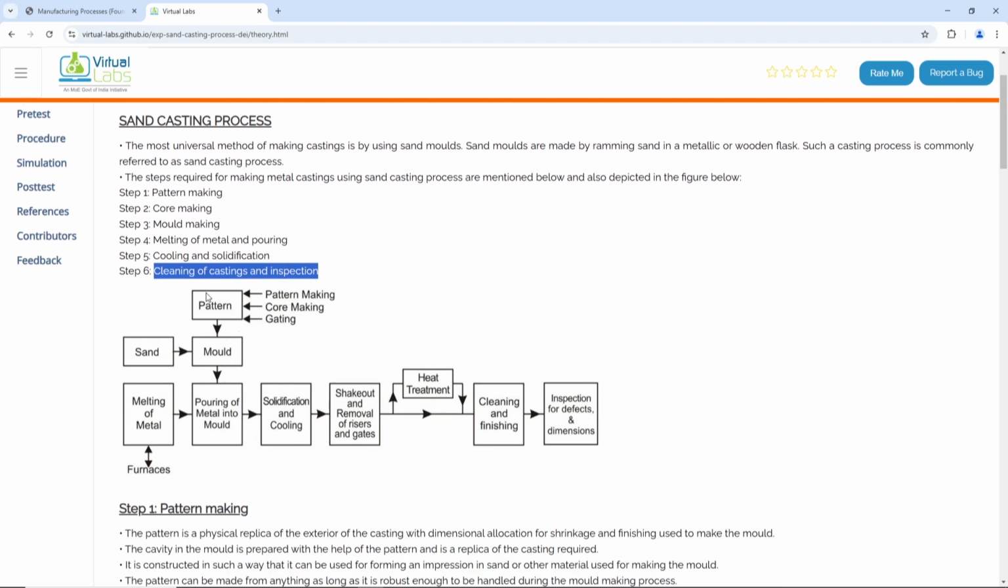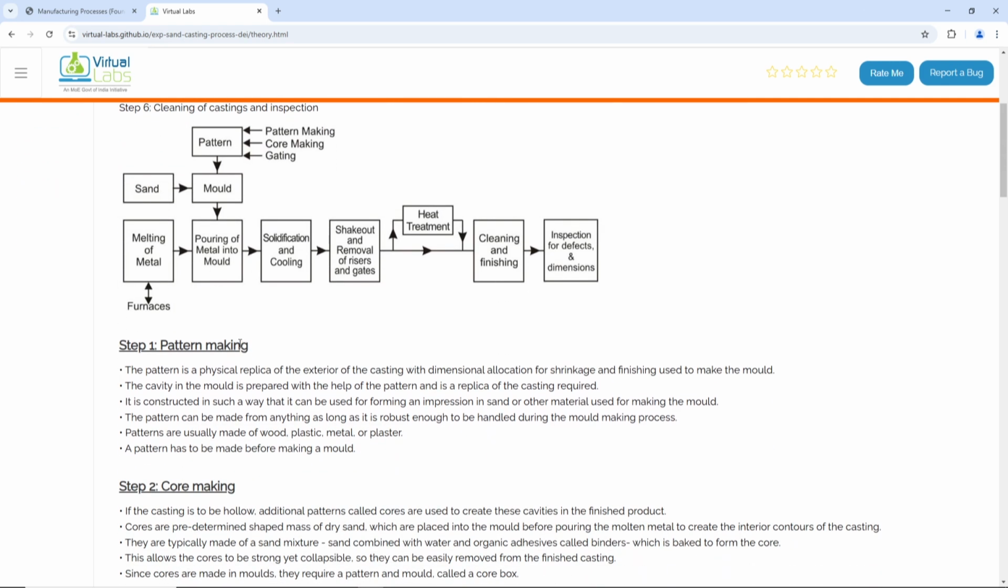The pattern making in itself is a process that has pattern making, core making and gating. Then this goes to the mold, and sand is also added to the mold, and melting of the metal is separately done in furnaces. So, pouring of the metal into the mold is done here. Then after the pouring of the metal comes the solidification, cooling, then shake out and removal of risers and gates which are put there when you design the mold. Then heat treatment, cleaning and finishing, inspection for defects and dimensions, so that finally it is used for the actual case wherever it is required.